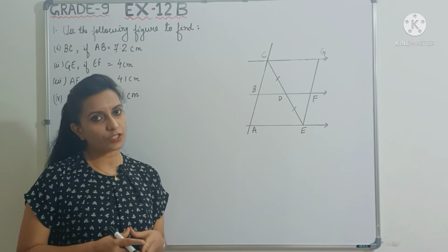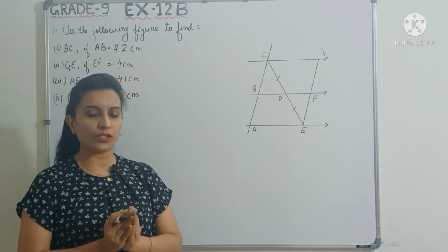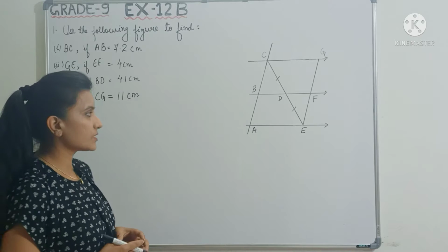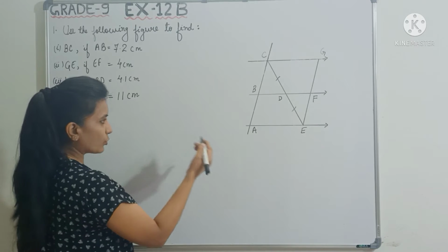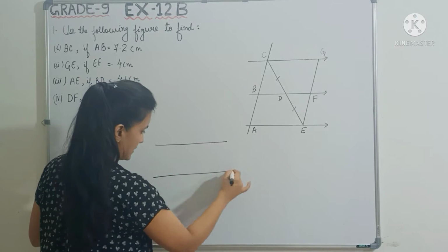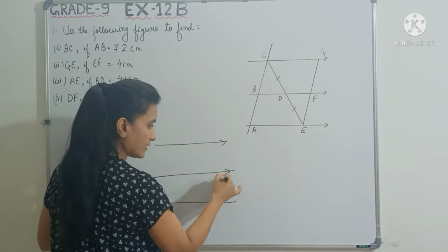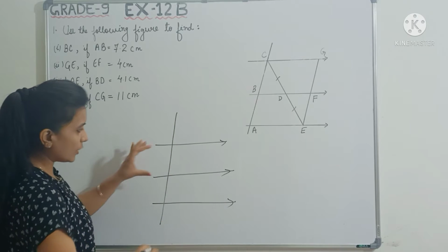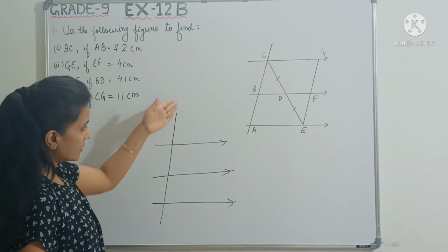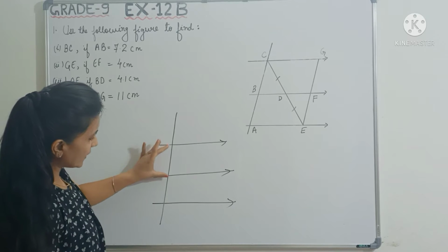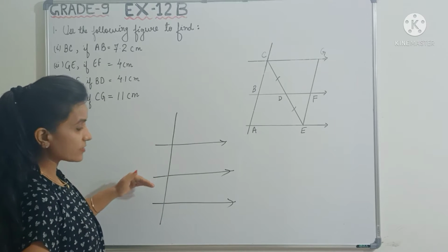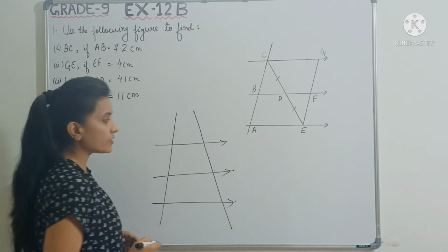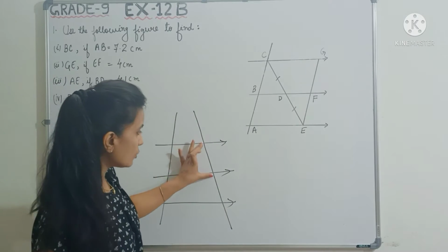Before I solve a few questions, let me explain very quickly what the equal intercept theorem says. Let's say there are three or more parallel lines. Let's say there are three parallel lines. And if a transversal makes equal intercepts on these three parallel lines, then any other transversal will also make equal intercepts.